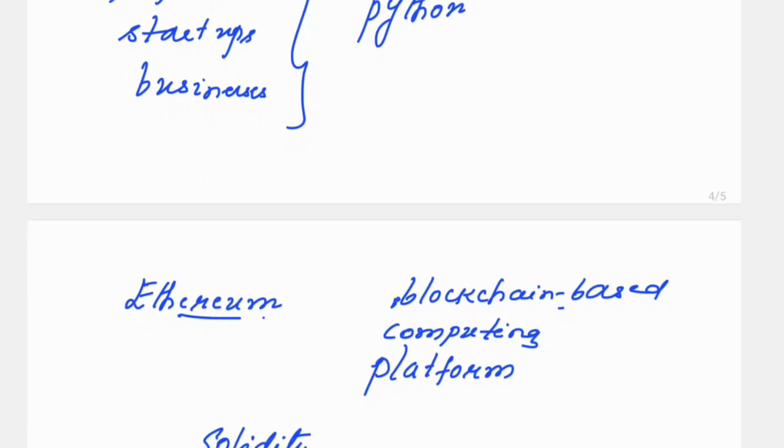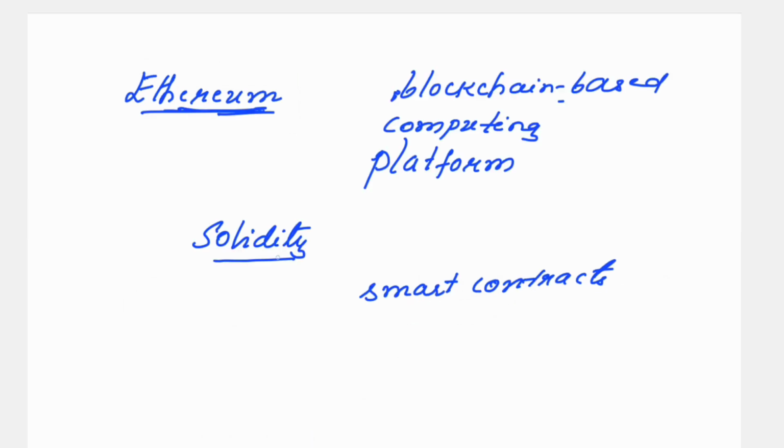Suppose you are interested in building and deploying a decentralized application, then you can make use of Ethereum. Ethereum is a blockchain based computing platform. For this you need to learn the language Solidity. Solidity is an object oriented programming language for implementing smart contracts on various blockchain platforms, preferably Ethereum.